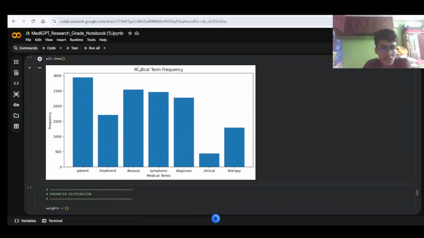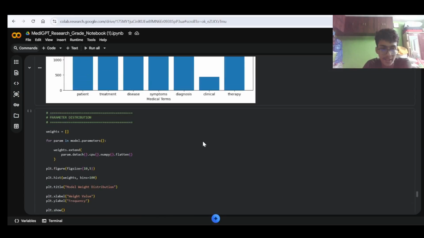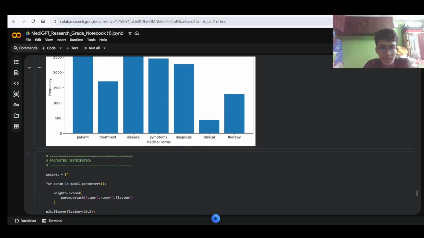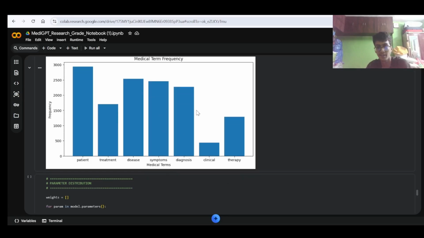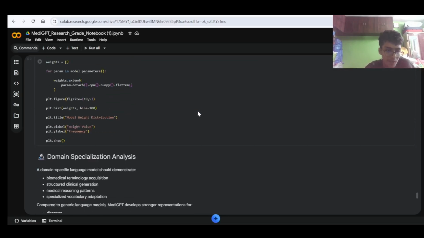Medical term analysis. This is just the frequency in the generated text. You can see patient, treatment, deficit, so it has actually understood the medical domain. This graph shows that it has understood the medical influence. Clinical is less, but the other words are relatively high, which is a good thing because it has to do that. This is about the generated text. The first graph I showed you was about the dataset, so that's why I am showing you this graph, so that you can understand what is happening.